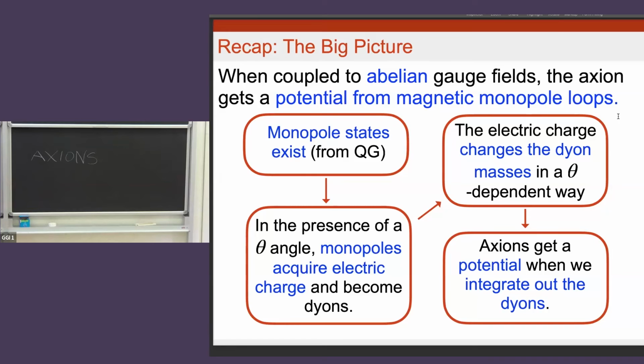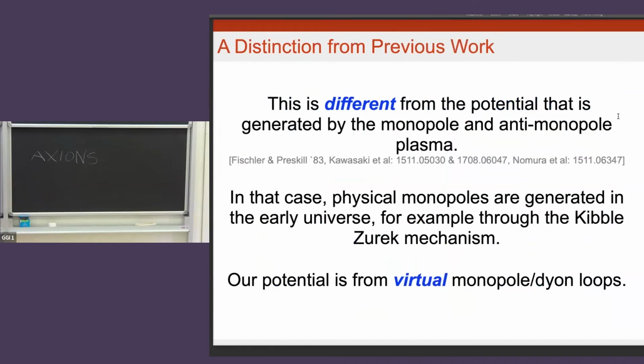Now, what can you do with this? In order to explain what we can do with this, I want to draw a distinction from previous work. Previously, Fischler and Preskill, as well as several more recent papers, have found an effect on the axion potential that comes from monopoles, but theirs is actually from a physical monopole anti-monopole plasma. So they find a thermal contribution to the potential that's generated by monopoles and anti-monopoles. And that depends on things like what type of phase transition you have, what the actual plasma is, et cetera. That's distinct from our contribution, which is only talking about these virtual monopole and dion states.